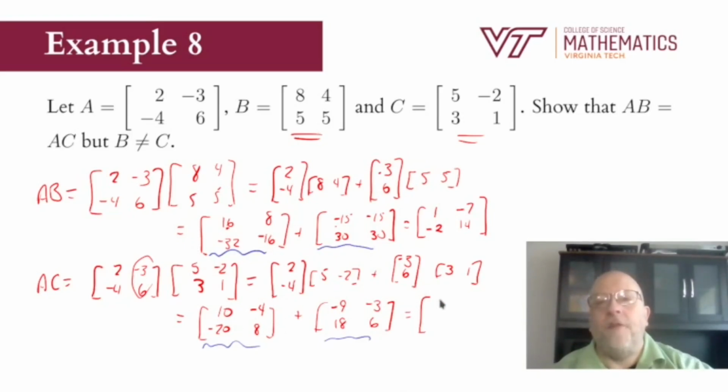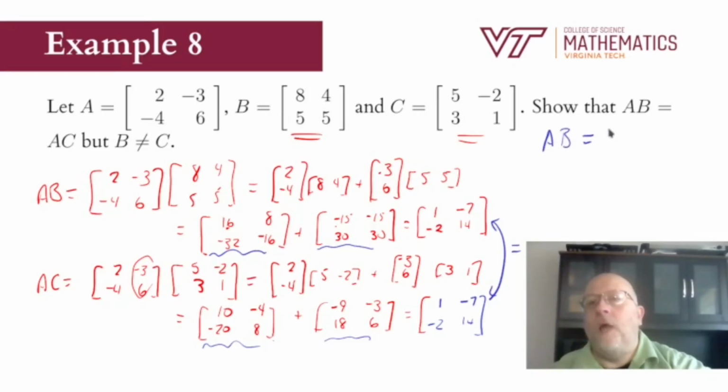10 plus negative 9 is 1. Negative 4 and negative 3 is negative 7. Negative 20 and 18 is negative 2, and 8 and 6 is 14. And these two results are equal almost sort of coincidentally. And so A times B does equal A times C, but if I try to cancel the A's and just say B equals C, this is an incorrect statement because B and C are different.